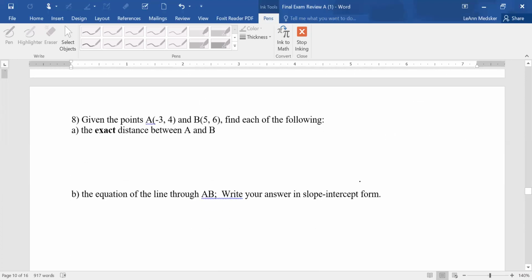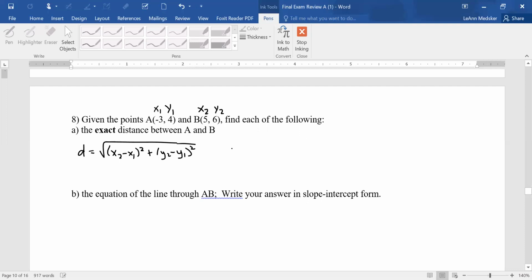All right, let's look at number 8. It says, given the points A is -3, 4, and B is 5, 6, find the following information. So we want the exact distance, which means we need our distance formula, which is really just the Pythagorean theorem in disguise. So a squared plus b squared equals c squared, but we've got it solved for c, so it's a square root right now. And if you need to, label your points, make yourself have an easy life.